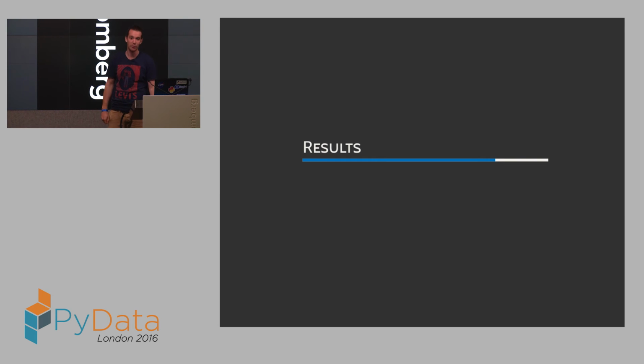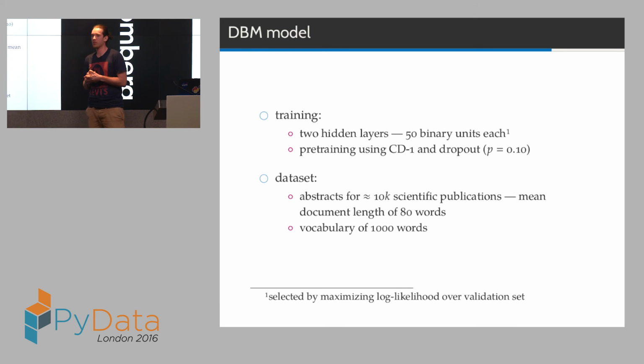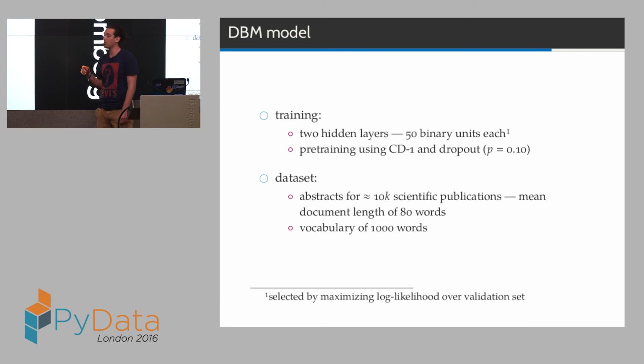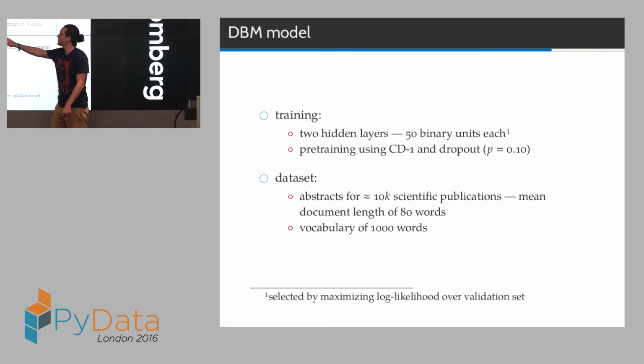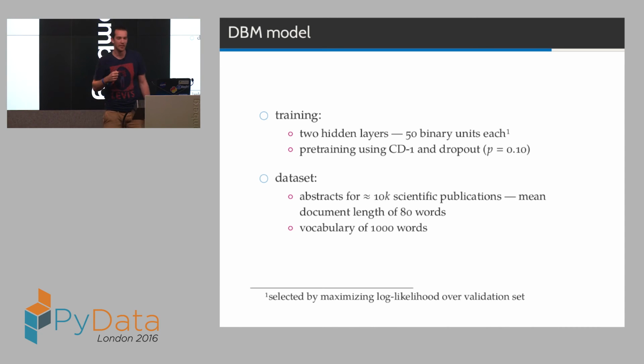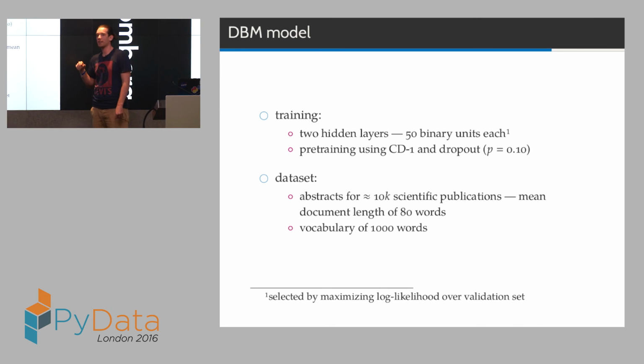Now to describe the results that we got. We trained a two-layer deep Boltzmann machine with 50 binary random variables in each layer. Pre-training was done using contrastive divergence. That basically means I took one step at each iteration of estimating my data independent distribution. And I used dropout with a 1 in 10 chance of dropping out the hidden units. And just to remind you what the data was, it was abstracts for about 10,000 scientific publications. The average length of the document was about 80 words, and the vocabulary was 1,000 words.